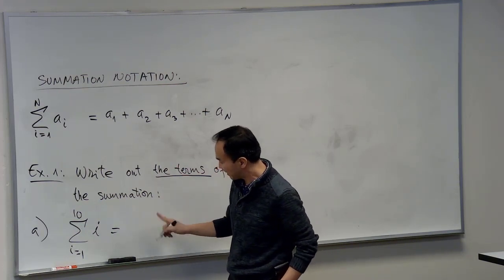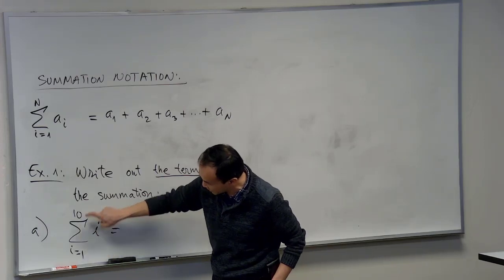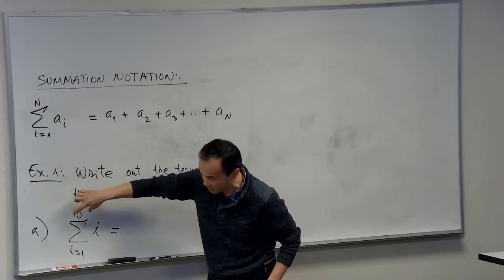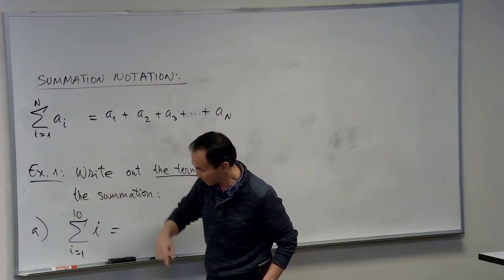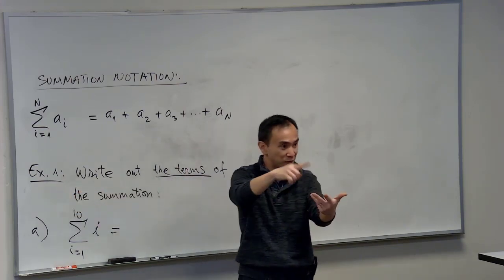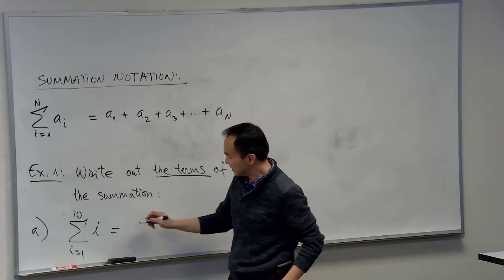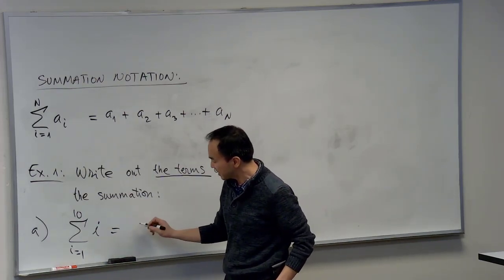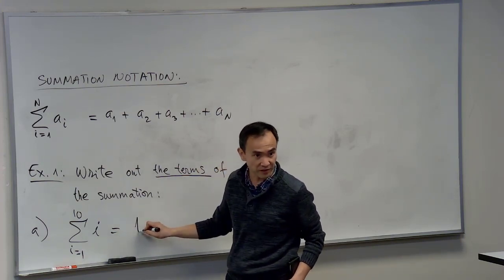First term of this sum. The way you read it, i runs from 1 to 10. That means the entire sum has 10 terms altogether. If you count 1, 2, 3, 4, 5, up to 10, there are 10 terms. So when you write it down, the first term is when i equals 1. When i equals 1, it's going to be 1. So 1 is your first term.